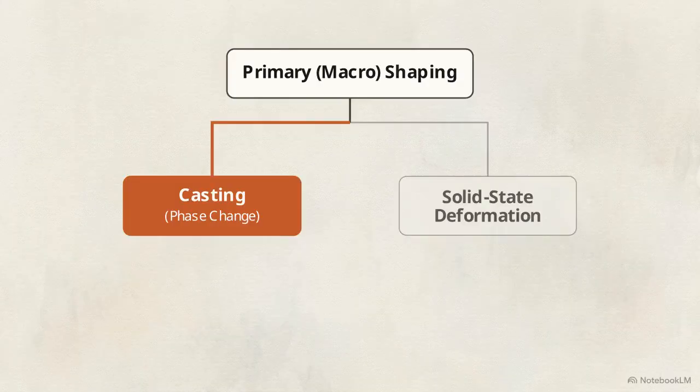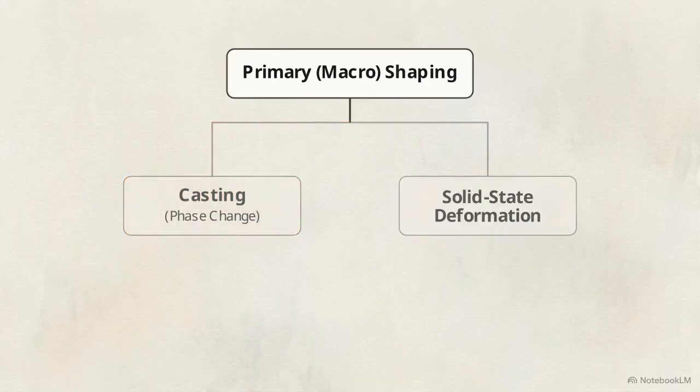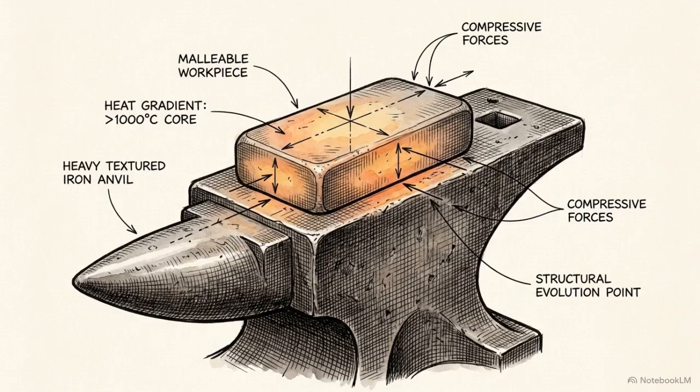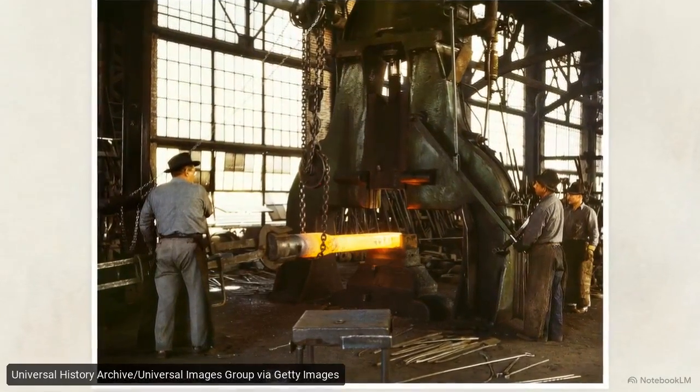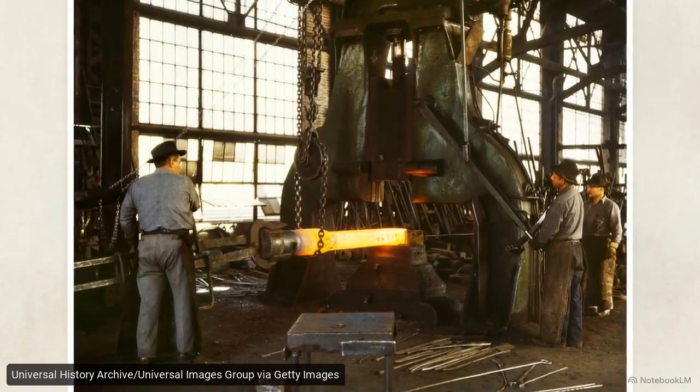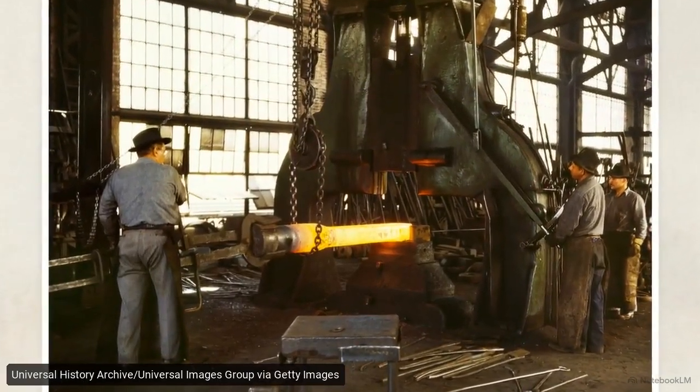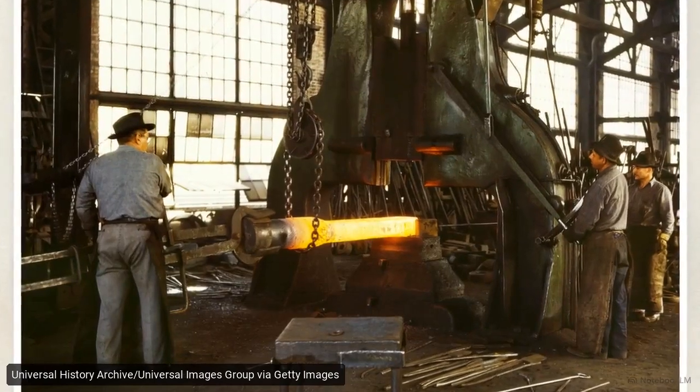But if we want to avoid turning the metal into a liquid, we move to the alternate branch, solid-state deformation. This brings us to forging. Here, we heat the solid iron just enough to make it malleable, then apply localized kinetic force, usually an immense industrial hammer, to literally crush and compress the metal into a new size and shape.